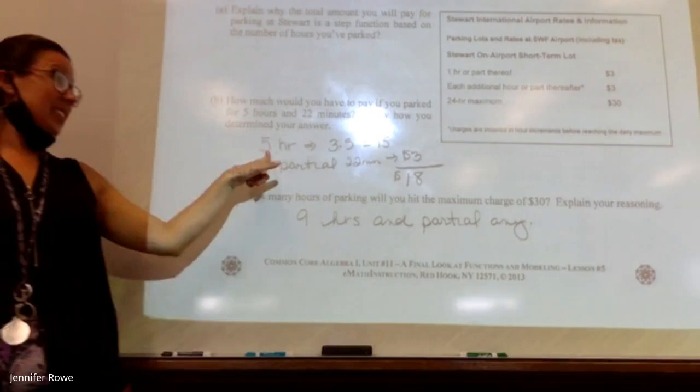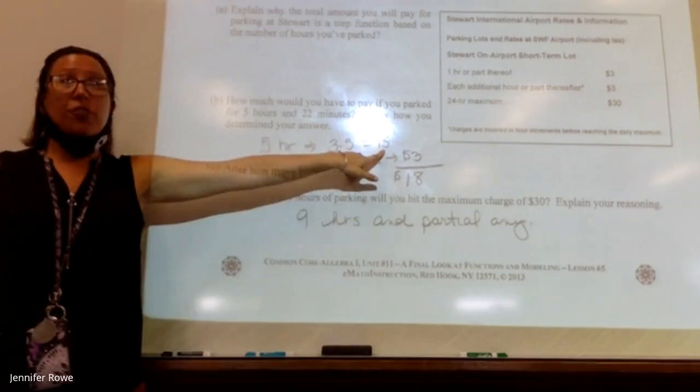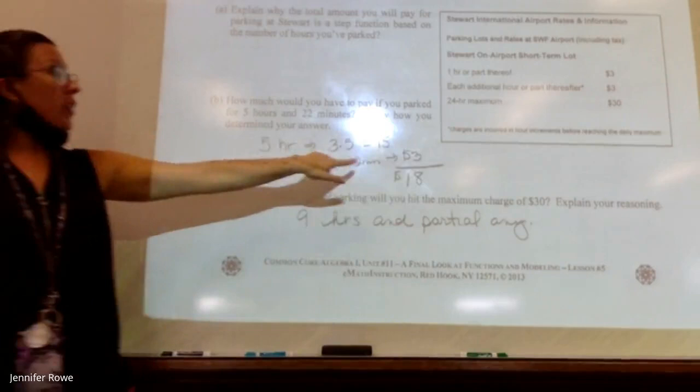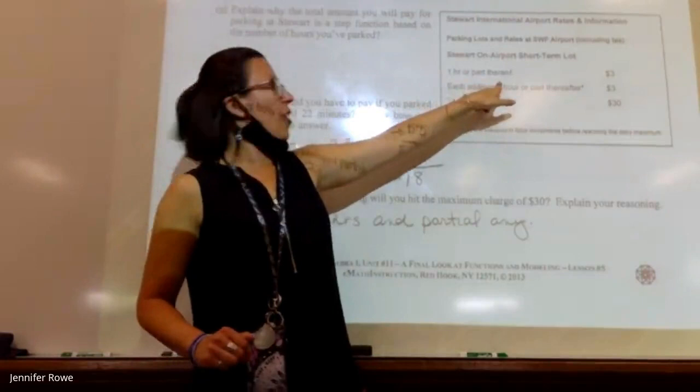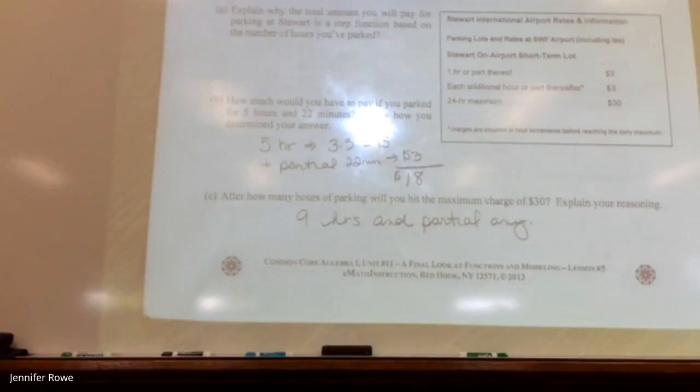So we got $15 for the 5 hours, $3 times 5 hours, 15 bucks. The partial 22 minutes, part thereof. Seth told us, part of. So another $3, so it's a total of 18. What if it was like 1 second? It would still be 18. Yes. In that case, I'd probably go drive around the parking lot a little bit.